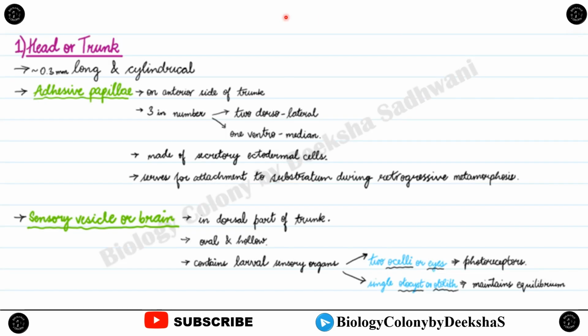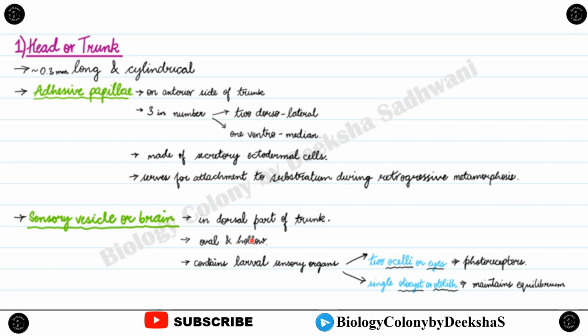Now let's talk about head or trunk. It is about 0.3 mm long and cylindrical. It has adhesive papillae as we discussed on anterior side of the trunk. These are 3 in number, 2 dorsolateral, that is on both sides, and 1 ventromedian at the middle. It is made up of secretory ectodermal cells. It serves for attachment to substratum during the retrogressive metamorphosis.